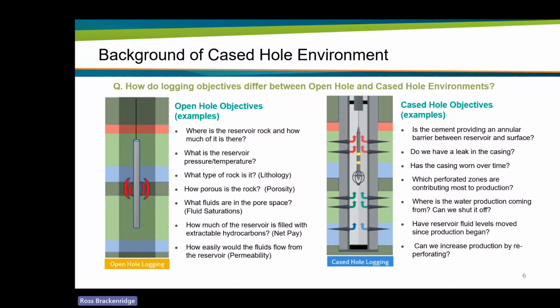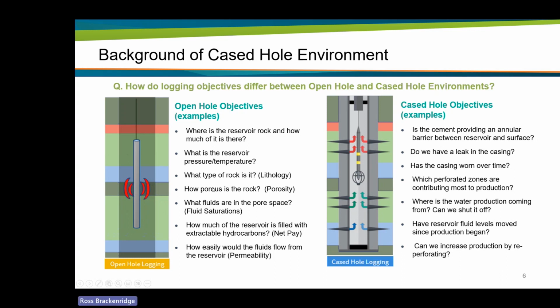But then once the well is completed and brought on to production, you will then have a piece of casing in the well, a steel pipe. And then behind that, you will usually have cement. You'll have perforations in the reservoir zones to produce the fluids. You'll also have tubing and other hardware like packers in the well. So the environment has completely changed now.